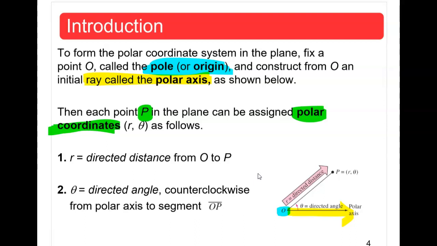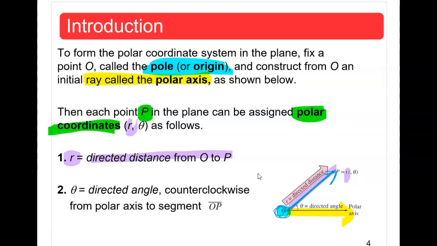So r is the radius of the circle, and that will be the distance from the origin, from here to the point. So that's what the radius will be.